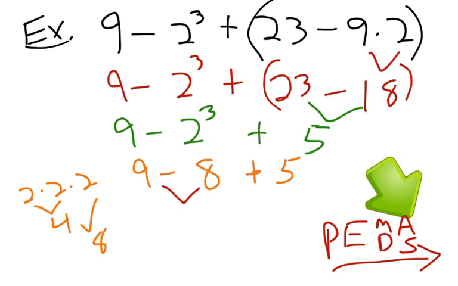So 9 minus 8 gives me 1. I'm going to bring down what's left, the plus 5. And now I just have one operation left, so it's just 1 plus 5, which gives us 6. And that's our correct answer.